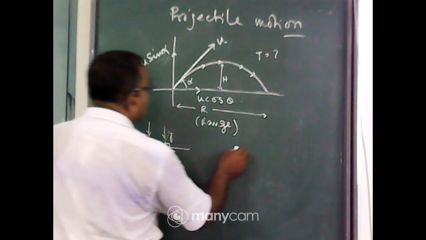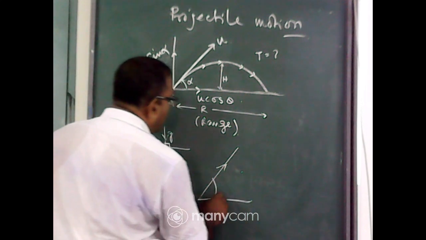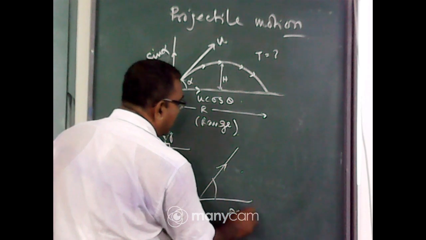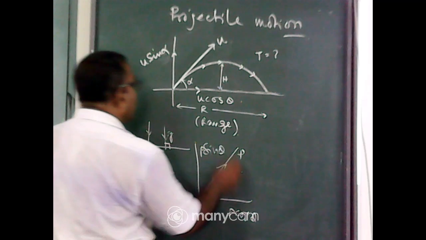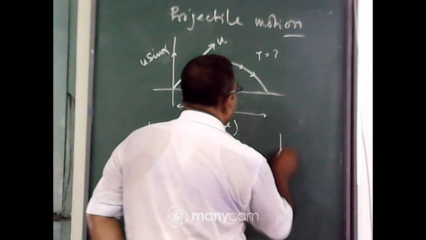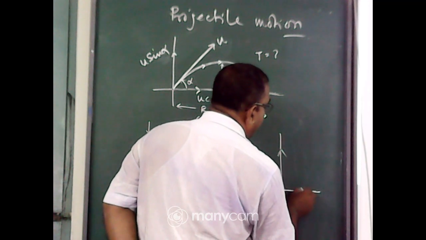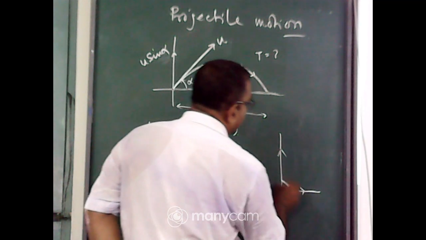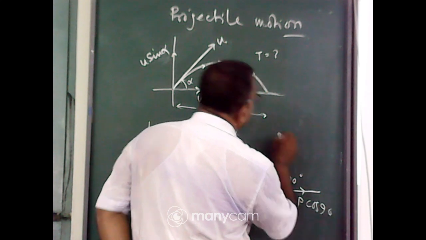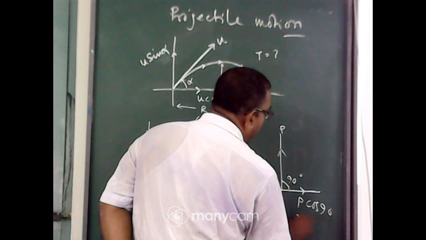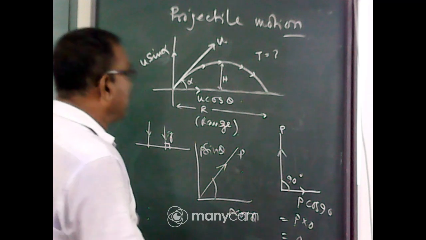My dear student, you know that a vector has a component along this direction with value p cos theta, and along that direction p sin theta. If you consider the direction of the force vector, its component along that direction is p cos 90, which means p into cos 90, which means 0. So there is no component along its perpendicular direction.